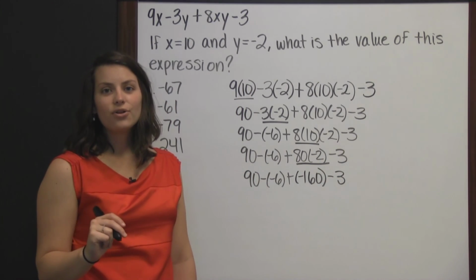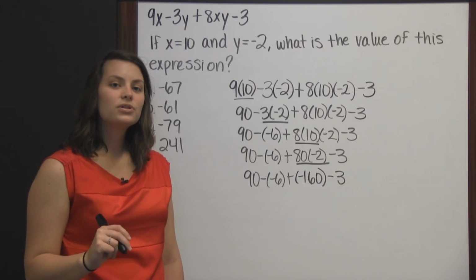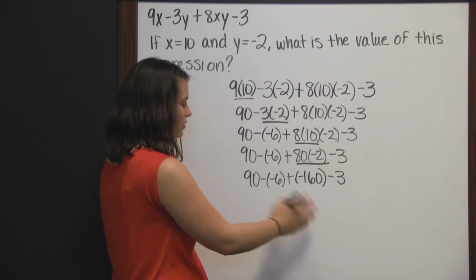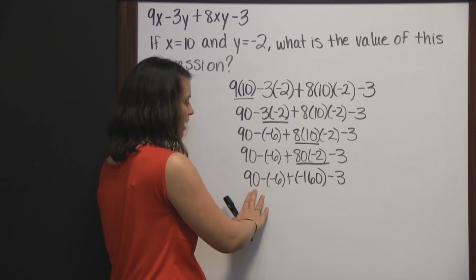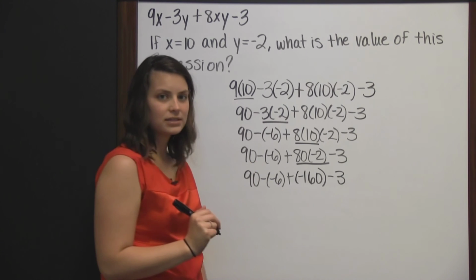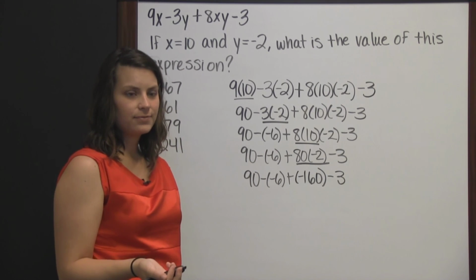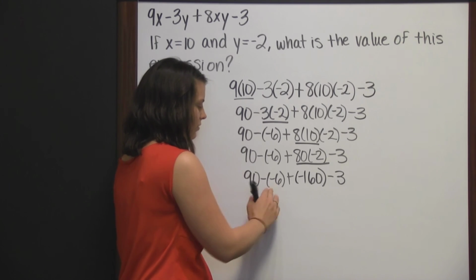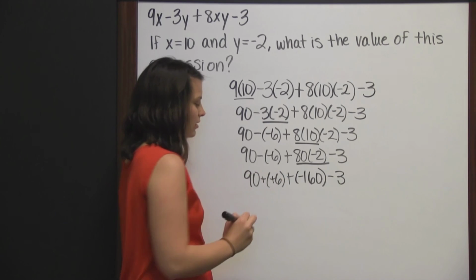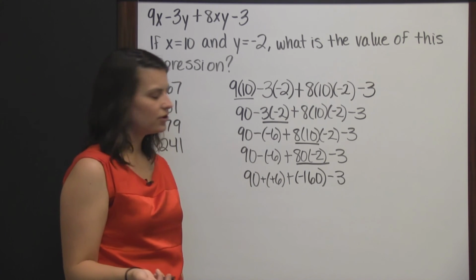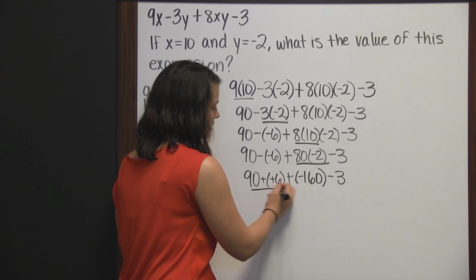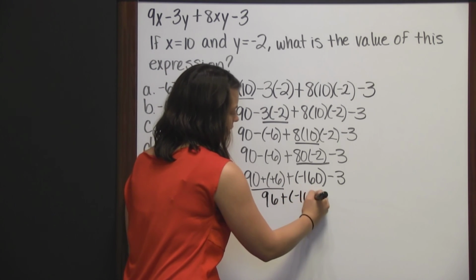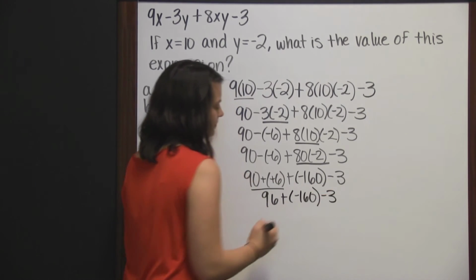Now that we've taken care of all the multiplication, we're now going to work with addition and subtraction, again from left to right. So starting on the left, we're going to start with 90 minus a negative 6. Minus a negative, you can think of this like you're taking away a negative, which is the same as adding a positive, or you can add the inverse. So we have 90 plus 6, 96, plus negative 160 minus 3.